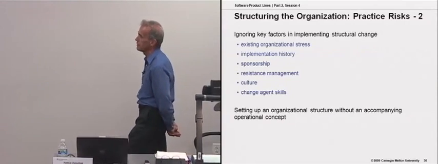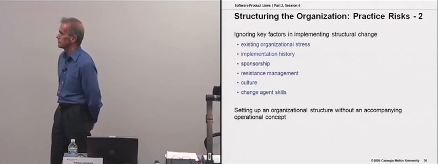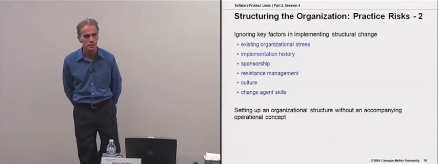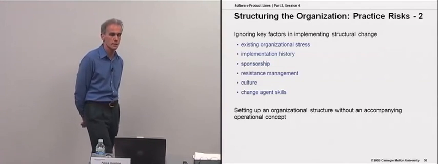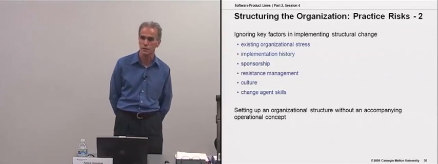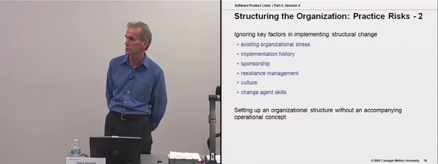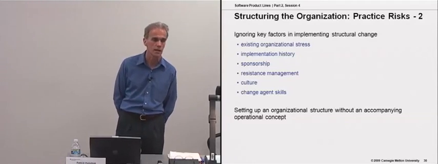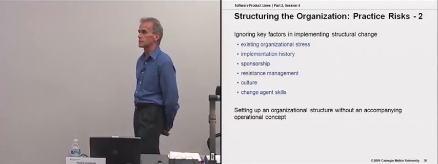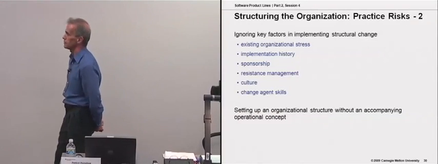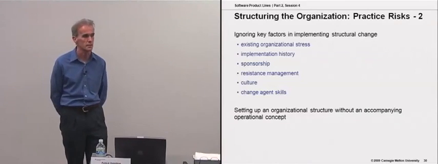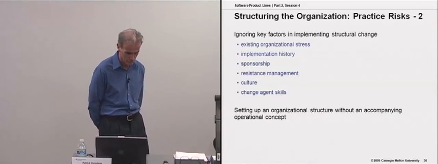And then things like resistance management, sponsorship, culture, change agent skills. These are all things that aren't directly addressed in the framework, but that play a role in the success of a product line. And there's probably plenty of literature outside the product lines arena dealing with this kind of thing, because these are not just product line specific risks.